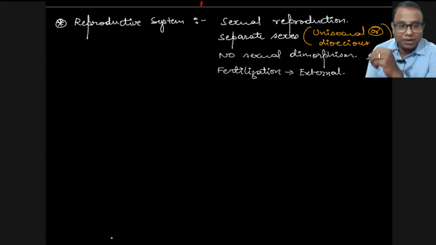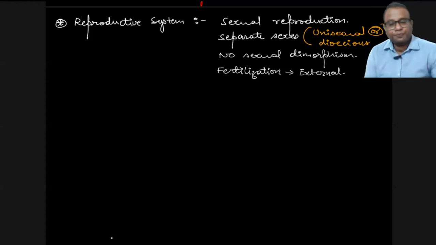Go back to the first phylum. First phylum. Poriferans. What is the fertilization in poriferans? Poriferans are aquatic, exclusively marine. What is the fertilization there? Internal. Internal fertilization. So fertilization is taking place inside spongocoel. Okay, so that is exception.